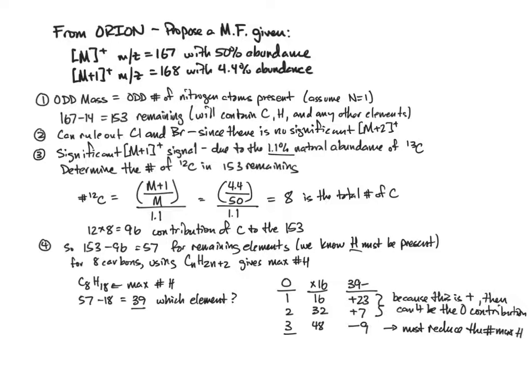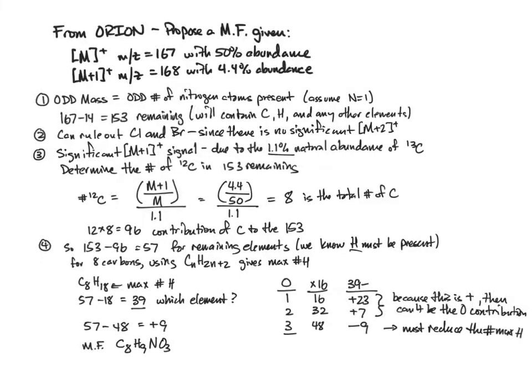So again, we were dealing with 57 mass units. 18 was the maximum number of hydrogens. And so we figured out from 3 oxygens that could contribute 48. So 57 minus 48, that's the contribution of oxygen. That gets us +9, so that has to be the contribution of hydrogen. So we would end up with a proposed molecular formula, C8H9N1O3.